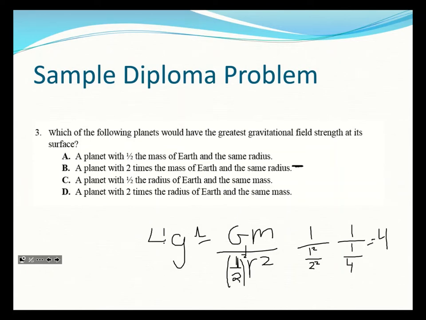So if we halve the radius, we quadruple the gravitational field strength, right? Because the radius is squared, it makes a bigger impact. So C is actually the correct answer. Okay, it's that inverse squared relationship that we talked about.